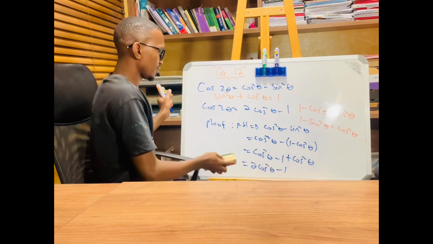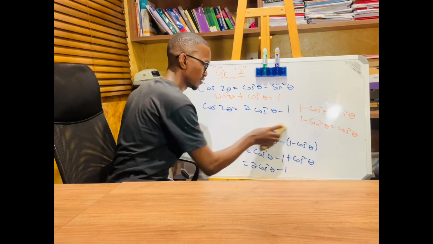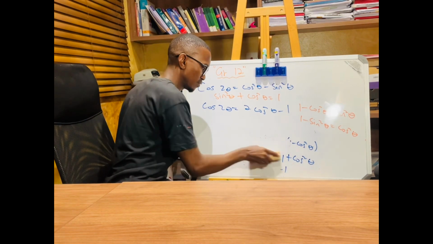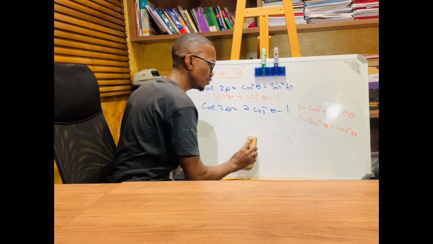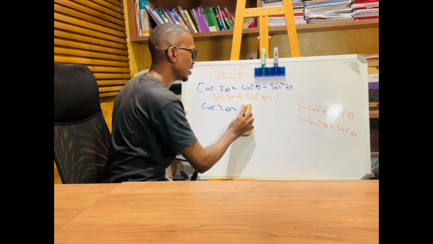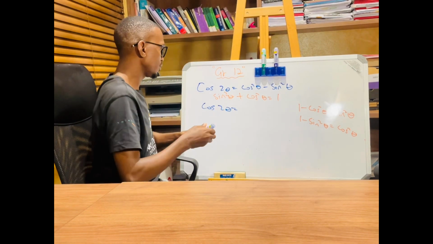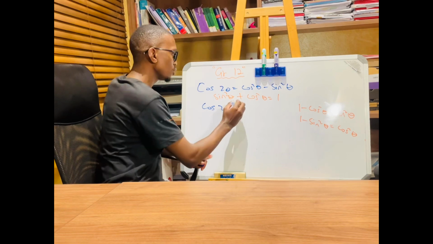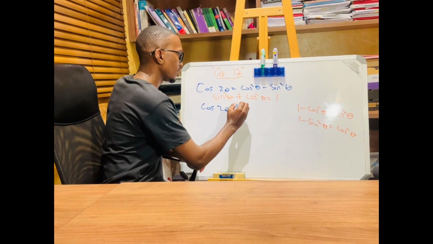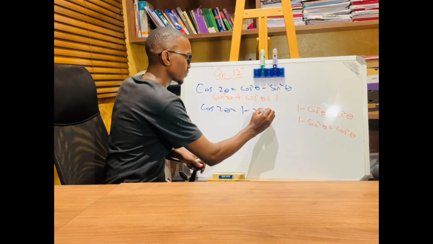All right. Now, let's prove the last one. I'm not going to erase these two because some people might actually forget. Let's prove this thing equals 1 minus 2 sine squared theta.